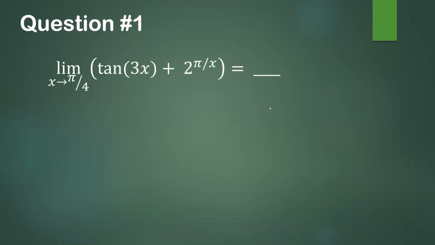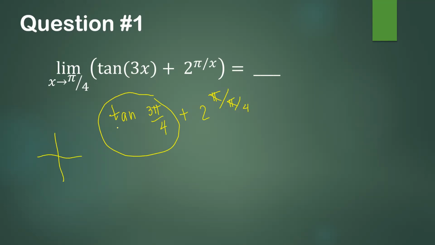Okay, fast forwarding our timer, we can just substitute the pi over 4 to our x: tangent of 3 pi over 4 plus 2 raised to pi over 4. So the pi will cancel out. Tangent of 3 pi over 4. Our reference angle is pi over 4 where the tangent is 1. But it's in the second quadrant, that's why this term is negative 1.